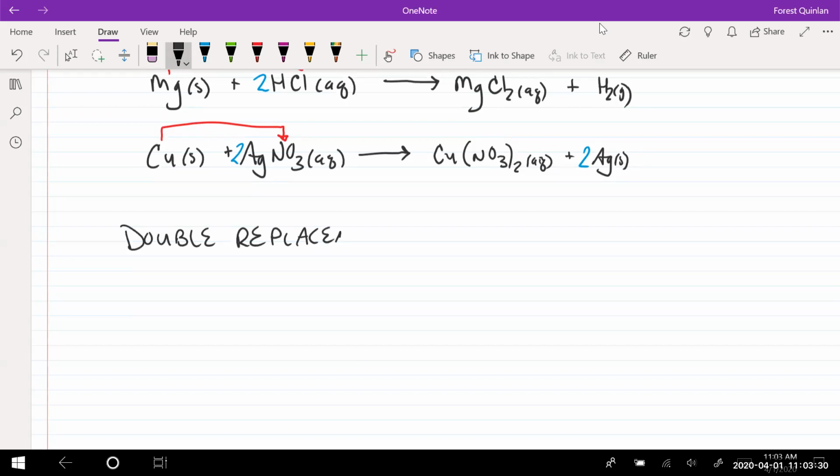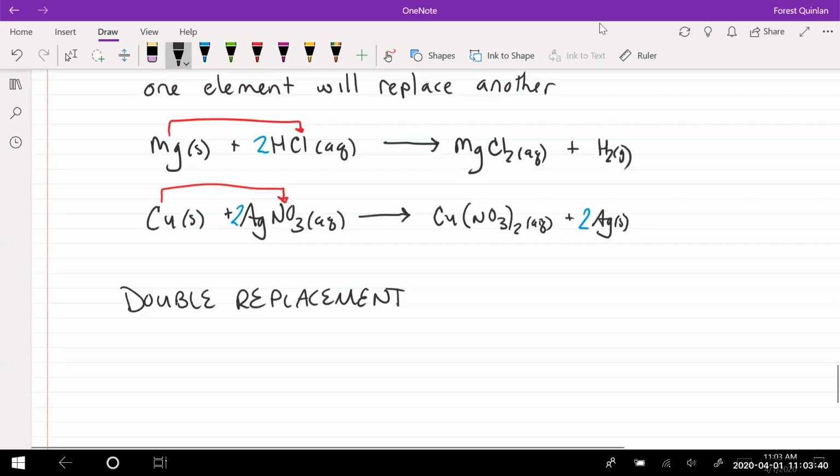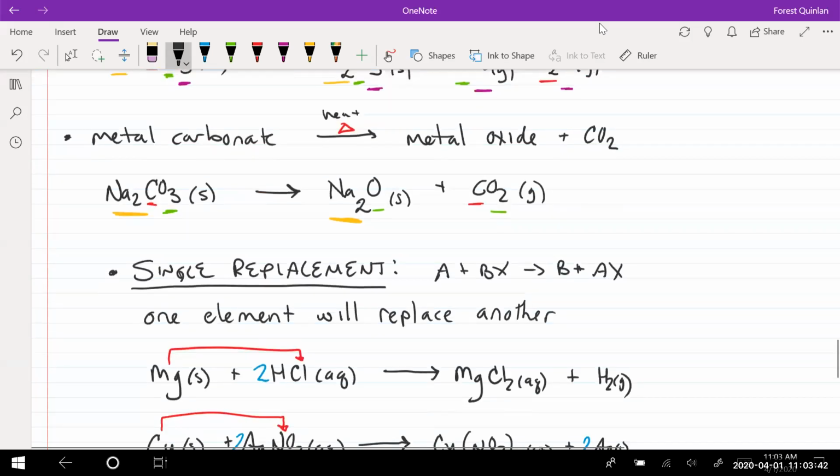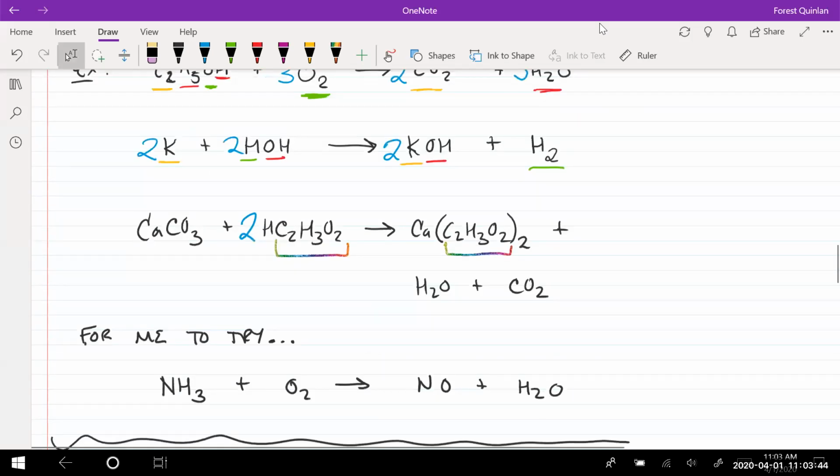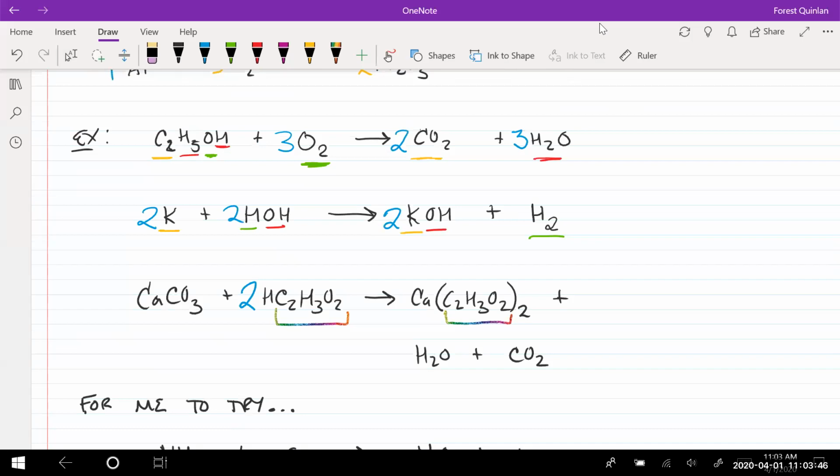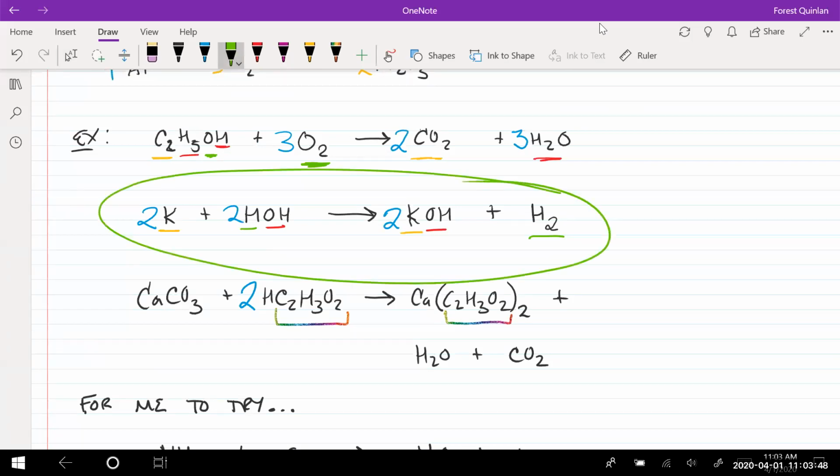Can we have another example of single replacement, please? You're going to have plenty in the lab. And I was going to write this one down, but it was going to be a rehash. Look at this. There's another single replacement right there. The K went over to the OH. So you already had one up top.